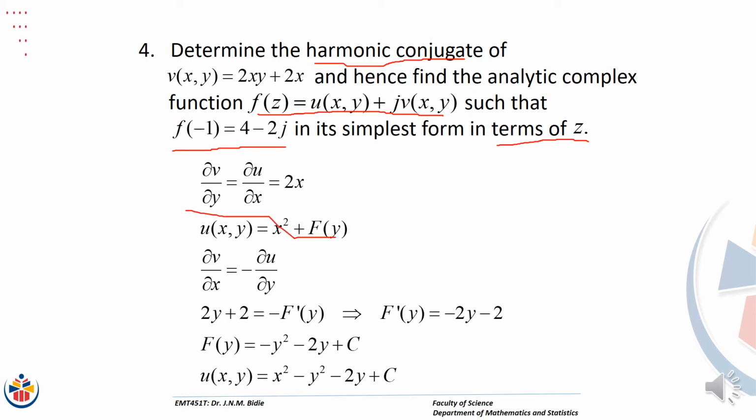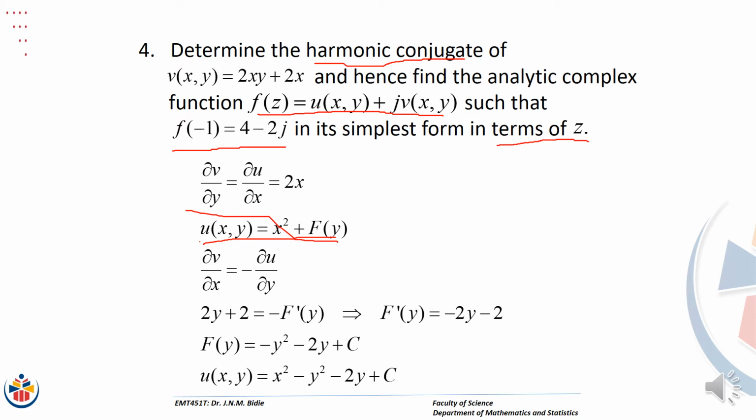The first equality is that dv over dy is equal to du over dx. We go to v. The derivative of v with respect to y only gives us 2x. Then thereafter we find u, which means we integrate du over dx with respect to x, and we integrate 2x with respect to x. And then this is what I got, x squared plus f of y.